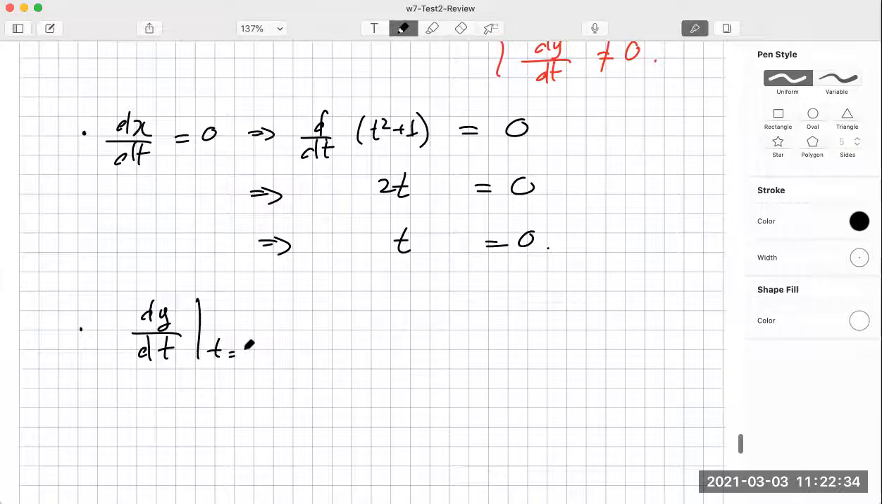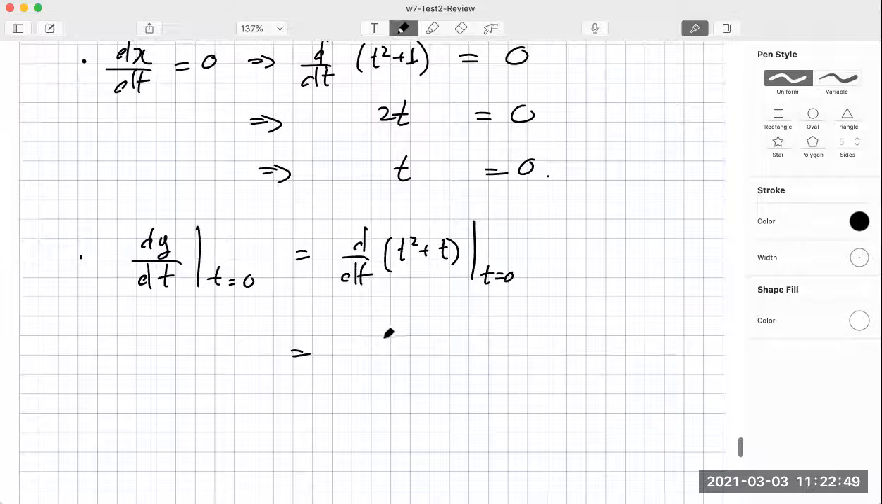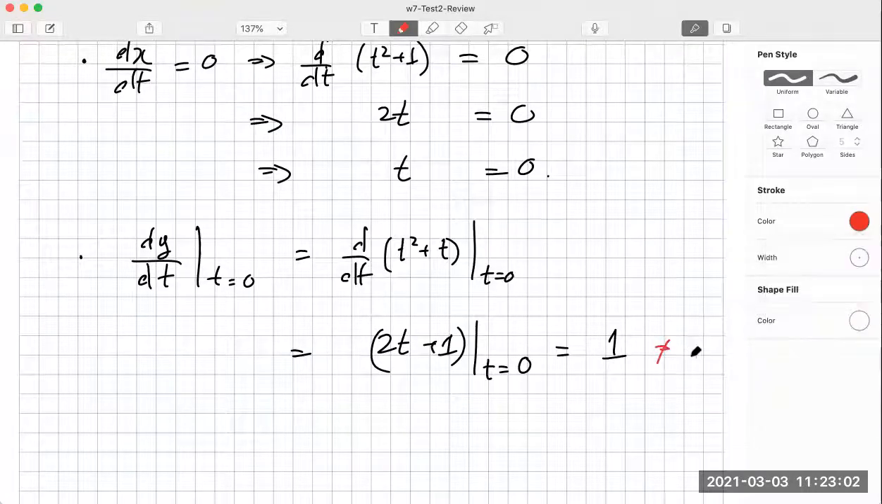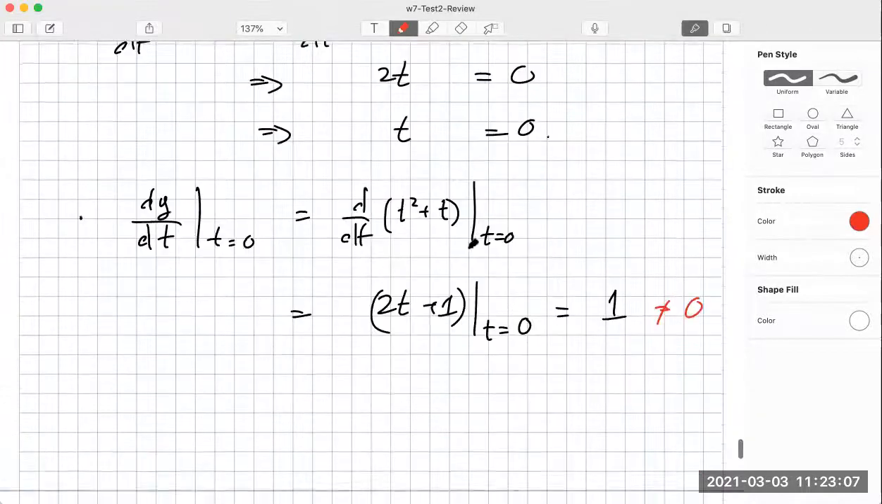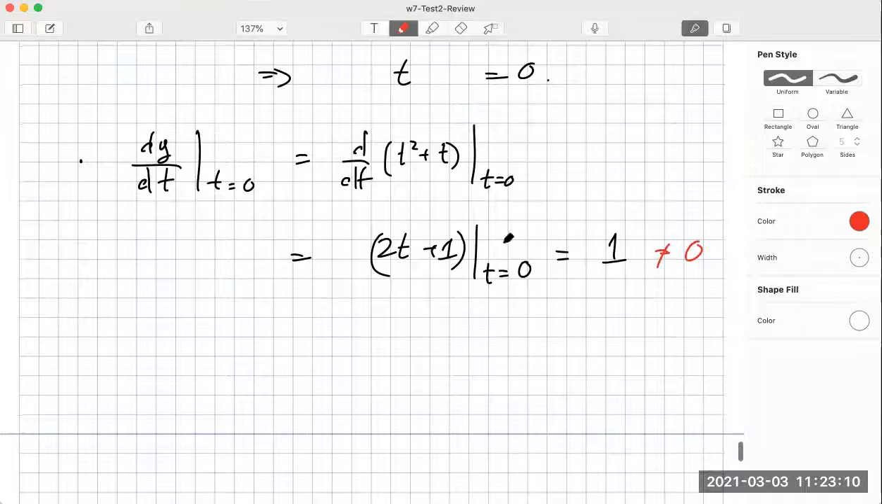At this point, t is equal to 0, which will be d over dt of t squared plus t when t is equal to 0, or it is 2t plus 1, right? Where t is equal to 0, and we substitute here, it means it is equal to 1, and definitely 1 is different from 0.